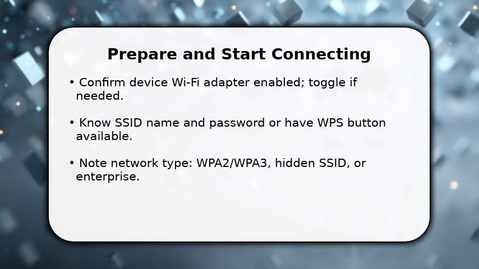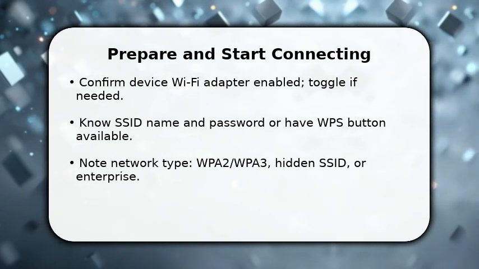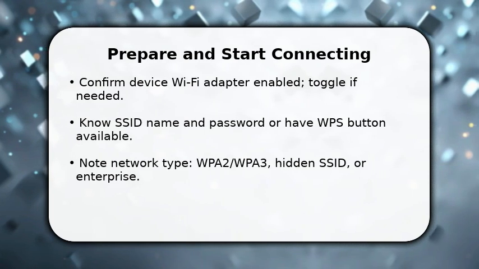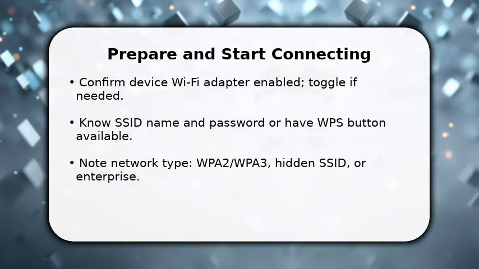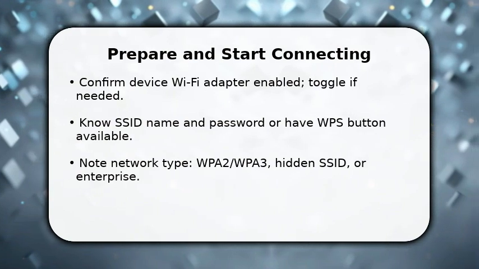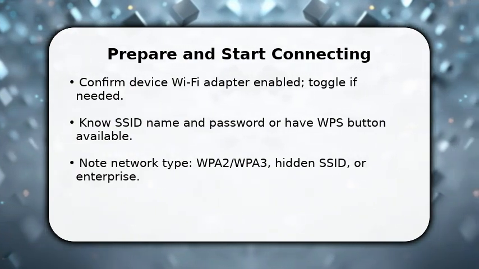If prompted for security type, choose WPA2 or WPA3 for home networks. If you have WPS, press the router's WPS button now and prepare to accept on the device.